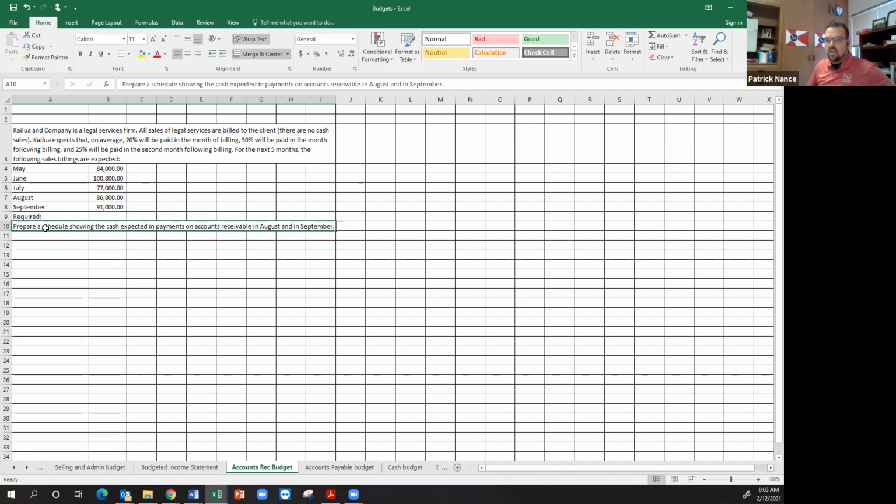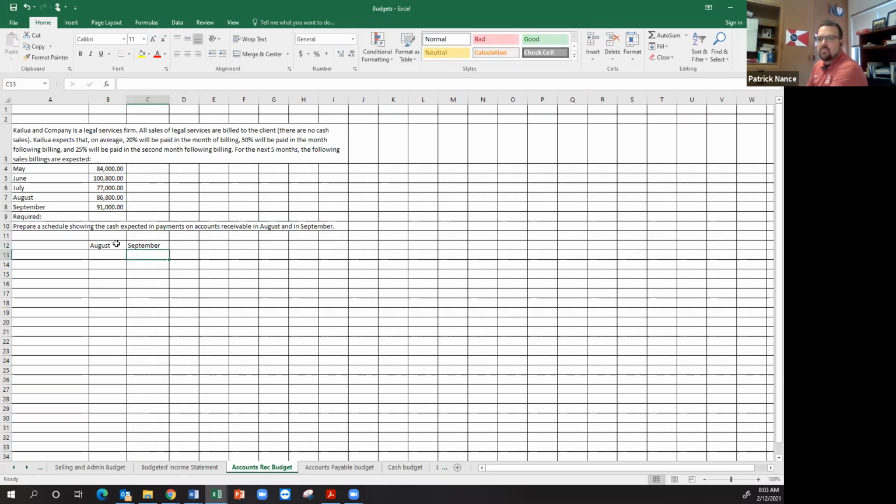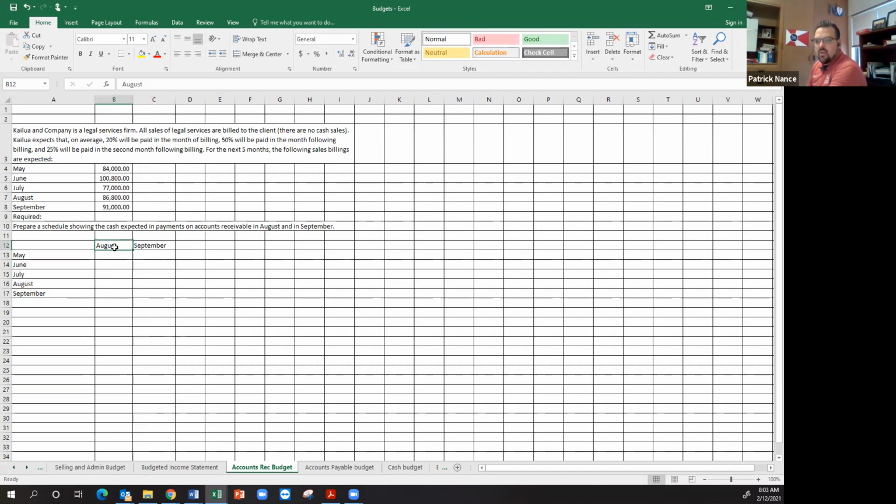So what this says is prepare a schedule to show the expected cash payments on accounts receivable for August and September. So I'm going to lay out the months that I'm going to get paid for, and I'll go in order: May, June, July, August, September. Okay, so in August, what actual cash am I going to see from which month?